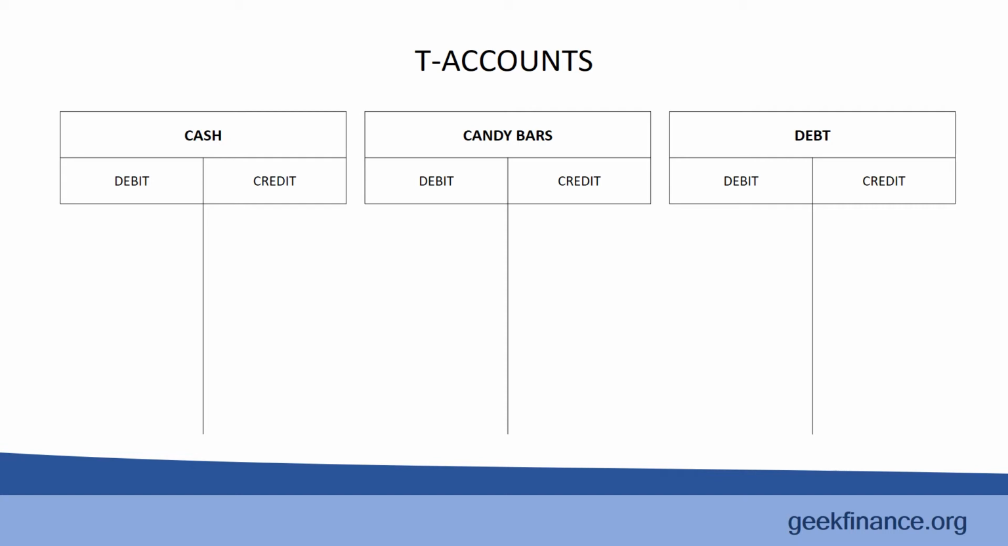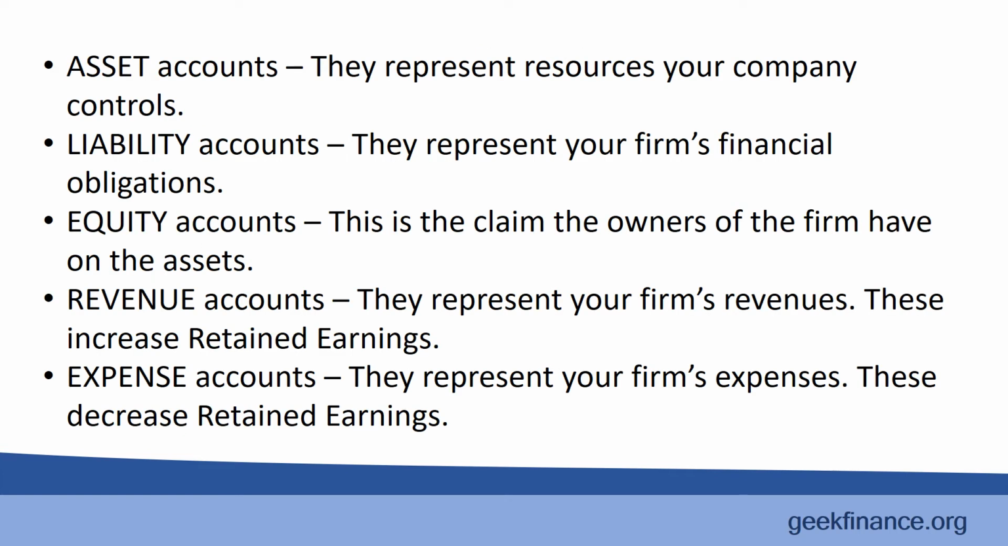Now, you'll notice the left side of the T account is called a debit, and the right side of the account is called a credit. So where are we going to record the increment? Is it in debits or is it in credits? Well, that depends on the type of account we're talking about. Now, there's 5 different types of accounts: asset accounts, liabilities, equity, revenues, and expense accounts.